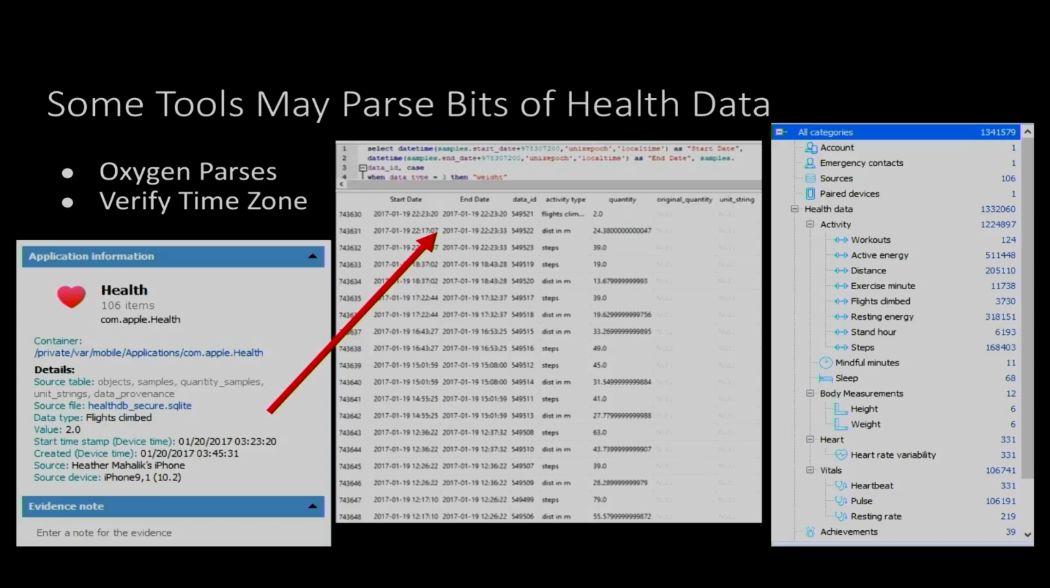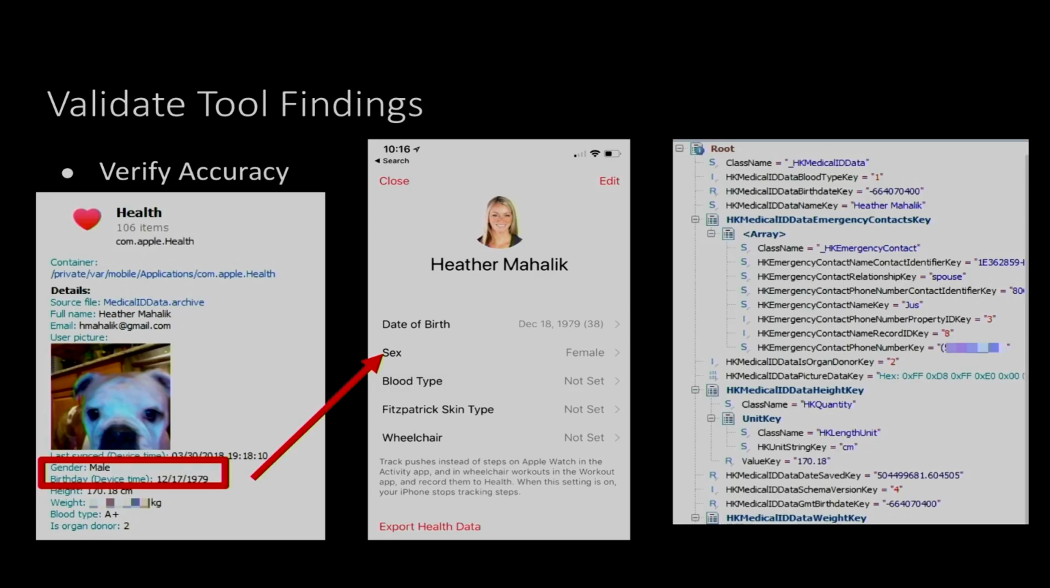On the far right side, you can see all the categories that Oxygen is pulling out for you, saying, hey, if you care about heart rate or if you care about pulse, you can just click on those and it will show you that information. I cannot stress enough to make sure you validate it. Why do you need to validate? Oxygen thinks I'm a male, which I have no idea why. It's very interesting. They must know my alter ego.